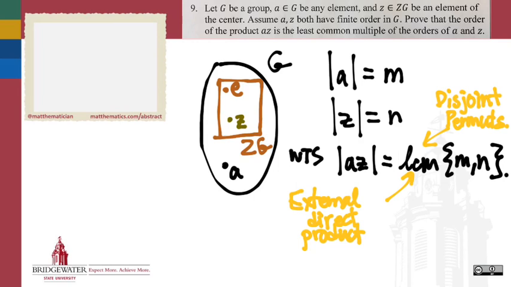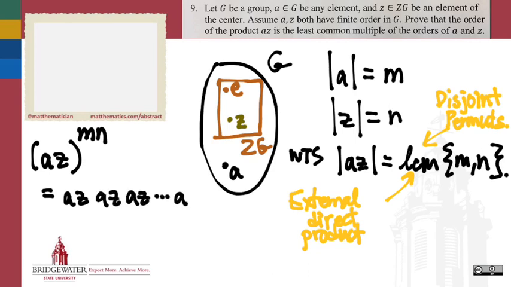And the secret sauce to actually making it is that in general, if I want to know what the order of the product AZ is, let's say I raise AZ to some power, and just as a clue, what if I raise it to the mn power? Well, ordinarily, this would be AZ, AZ, AZ, dot, dot, dot, done a total of mn times, right? But they commute. But what commutes? A and Z commute. In particular, since Z belongs to the center, Z commutes with everything in the group G.